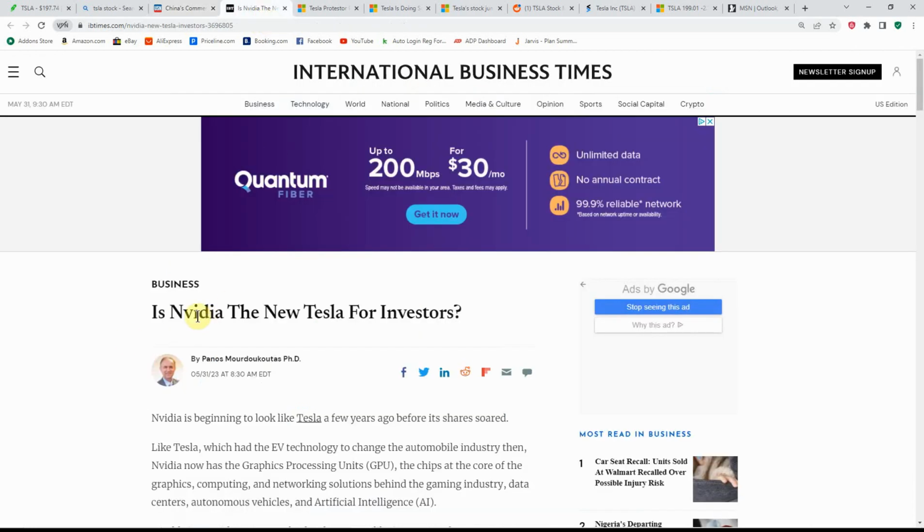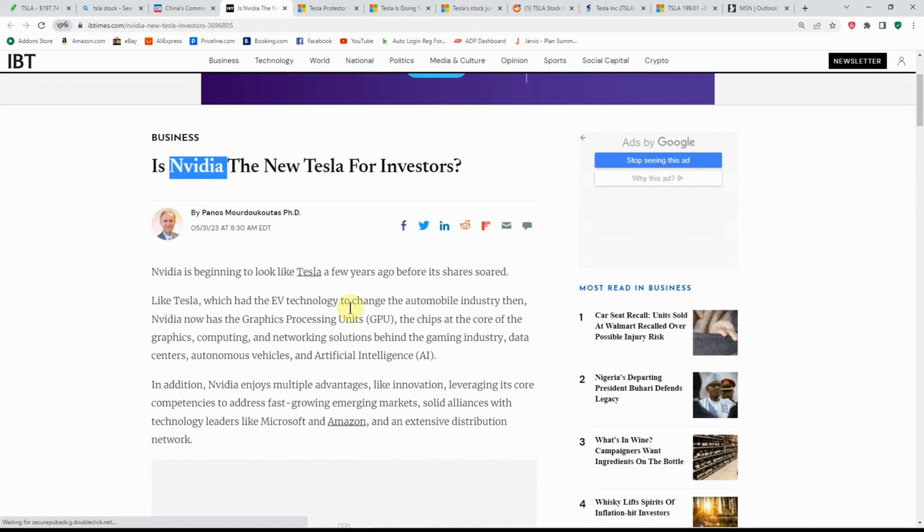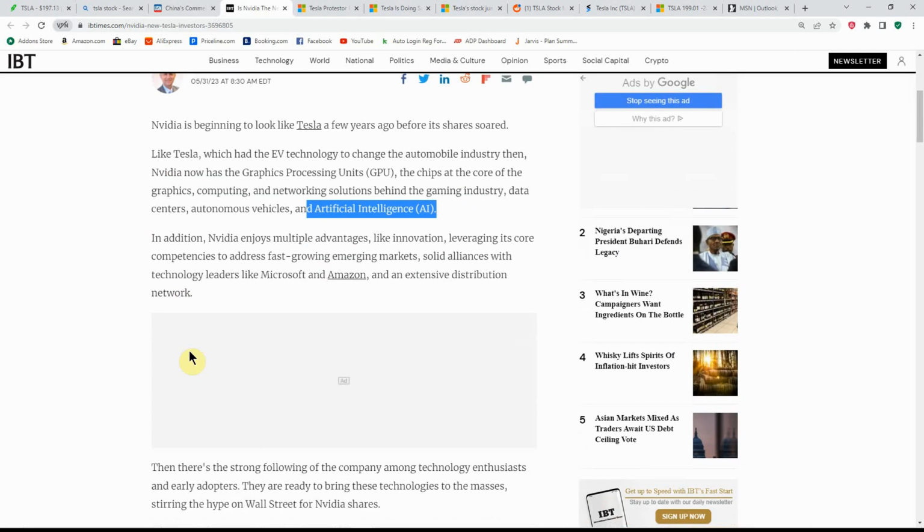Moving on, I thought this one was interesting. I'm going to be doing a video on NVIDIA also. Is NVIDIA the new Tesla for investors? NVIDIA's been going crazy lately. It is beginning to look like Tesla a few years ago before its shares soared. Like Tesla, which had EV technology to change the automobile industry, NVIDIA has the graphics processing unit, GPU, the chips at the core of graphics computing and networking solutions behind the gaming industry, data centers, autonomous vehicles, and artificial intelligence. So I'm going to be doing some videos on AI here today as well.